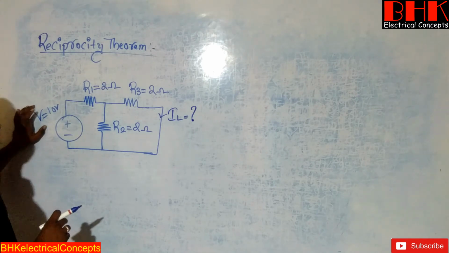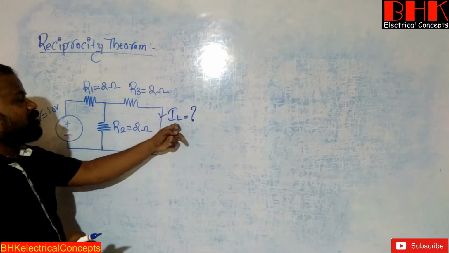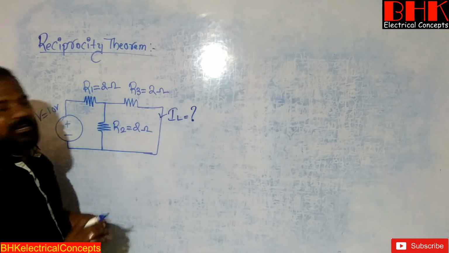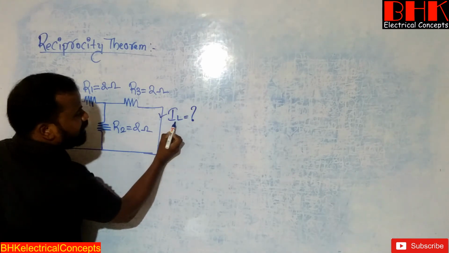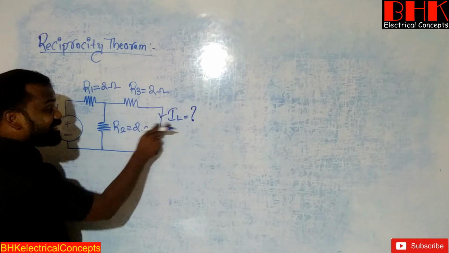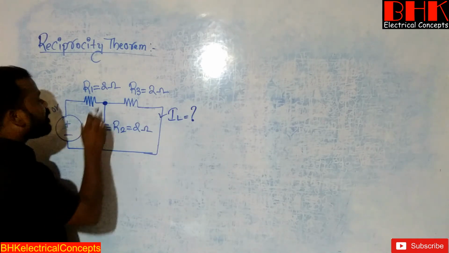So I am applying V equal to 10 volts, R1, R2, R3 values 2 ohms, and I want to calculate the response IL in this branch. Now just observe here, IL is the current flowing in R3, but this current is divided from the actual current from this junction point.